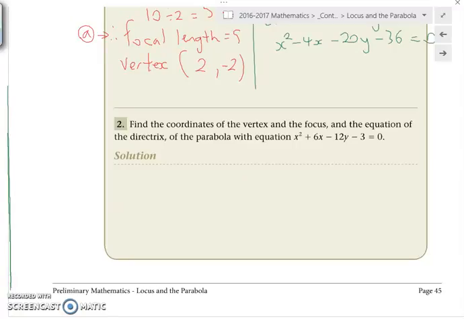Right, so this one we're trying to find the coordinates of the vertex, the focus, and the equation of the directrix. In other words, we're trying to find h, k, and a. If you look at the general form, like x minus h all squared, all that sort of stuff, yeah? So with that, you've got x minus h all squared. I'll just do the left-hand side.